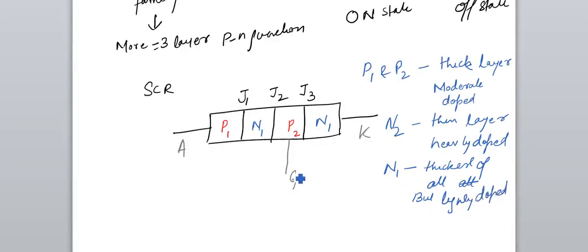So by now you might have figured out that N1 is what makes the device a power device, because it is lightly doped but thick. This layer is used for the breakdown level. Okay, it is created for the power level. This is the same layer we used as the n minus layer in the power diode. So you must know about this.